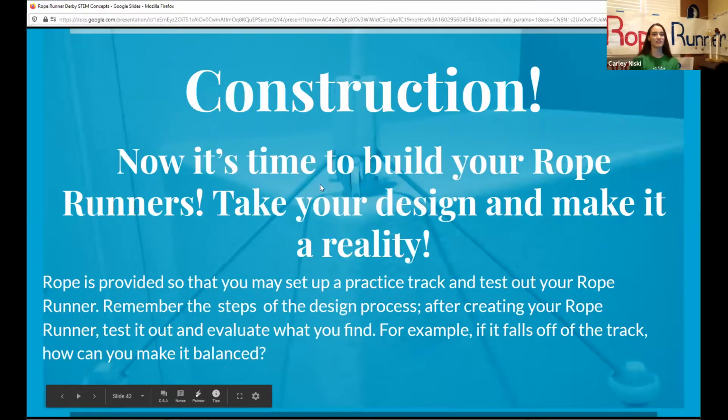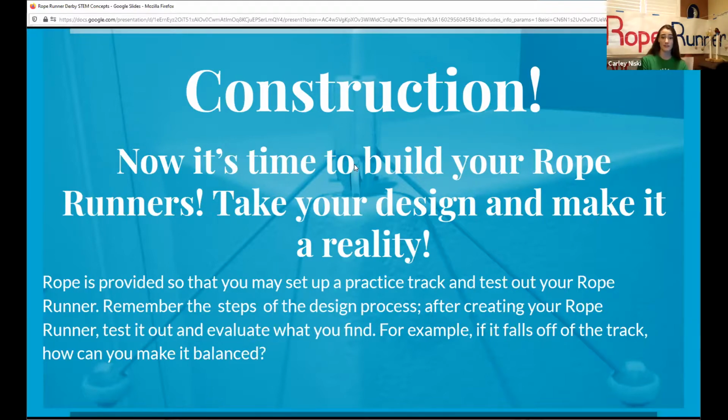Okay, that was some good discussion. So now that we have our designs, you can continue working on your design and improving on it, or we can go and make our rope runners, or most of it, or you can do both. So now we're going to take time and start building our rope runners. Some rope is provided, so you can set up a practice track.